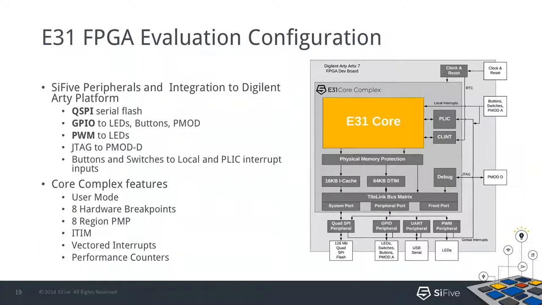So the FPGA evaluation configuration takes the same E31 core complex deliverable that you receive in the RTL evaluation, and we integrate this with some SiFive peripherals, which then connect to physical devices on the Arty board. We have a QSPI peripheral, which connects to the serial flash on the Arty board. We have a GPIO controller, which interfaces to various LEDs and buttons and IOs on the Arty board. And then we have a pulse width modulator, which also connects to some of the LEDs on the board, as well as a debug interface. There are also connections from these physical devices back into the global and local interrupts for testing out interrupt schemes.